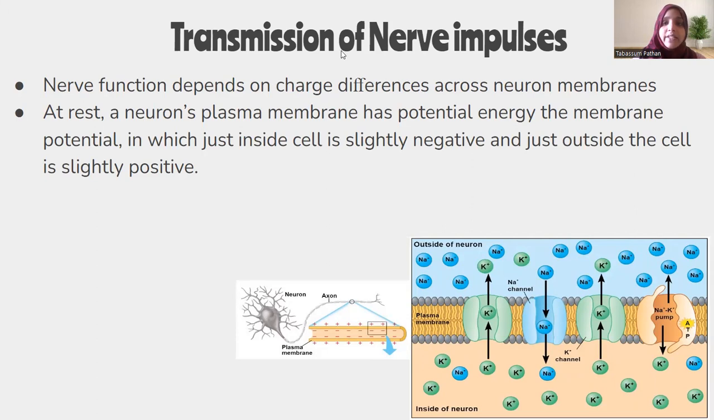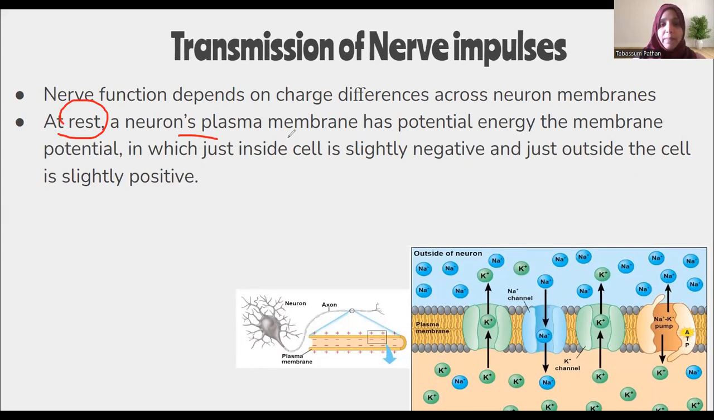At rest, the plasma membrane of the neuron has potential energy, which is also known as the membrane potential. What is this potential energy? How do we measure it? It is just slightly negative on the inside and slightly positive on the outside of the cell.